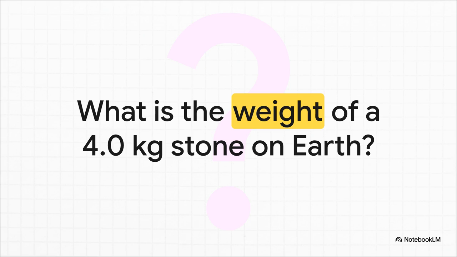Now for another great example, and this is one that trips people up all the time, the difference between mass and weight. So let's say we have a stone with a mass of 4.0 kilograms. Now mass is a base quantity. It's the amount of stuff in that stone. But what is its weight here on Earth?